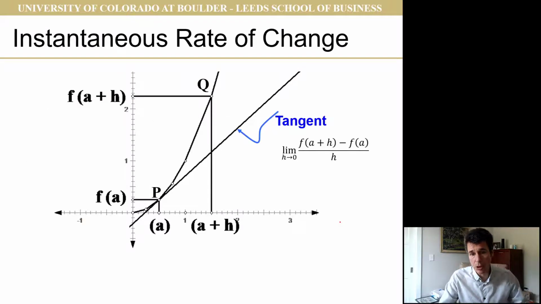So again, pictorially, what are we doing? We're making h really, really small. We're going from f of a up to f of a plus h, and we start with some big distance, and then we make it smaller and smaller, and eventually we end up with our limit, and the limit is the slope of the tangent line.